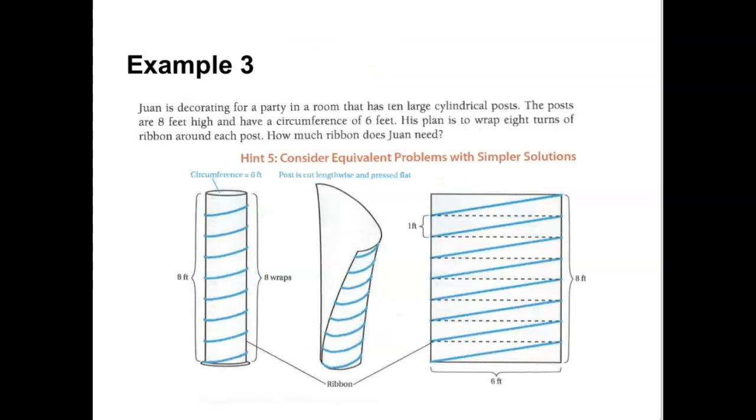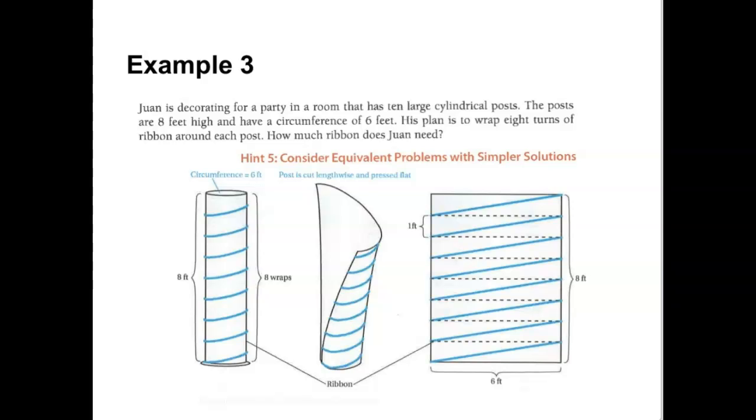All right, here's another one. So Juan is decorating for a party in a room that has 10 large cylindrical posts. The posts are 8 feet high and have a circumference of 6 feet. His plan is to wrap 8 turns of ribbon around each post, and we're trying to figure out how much total ribbon will Juan need.